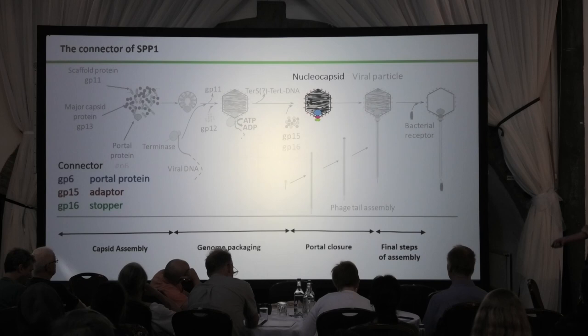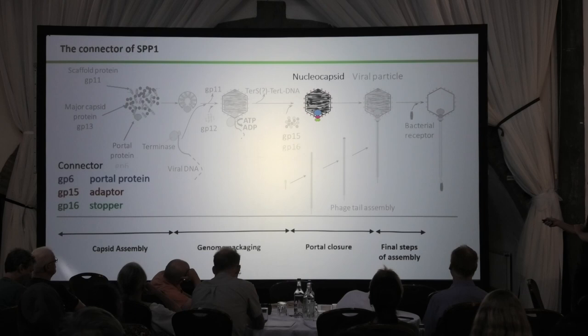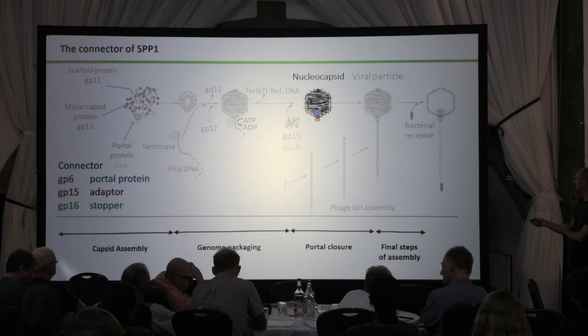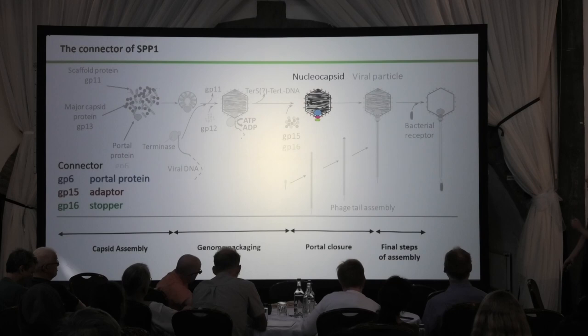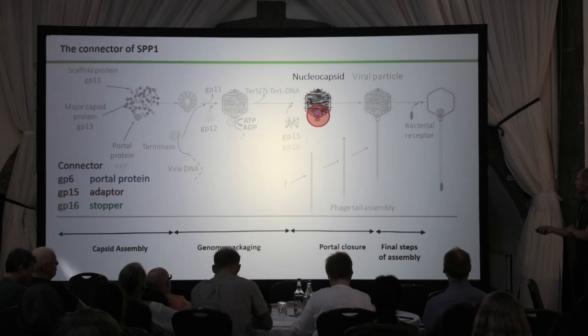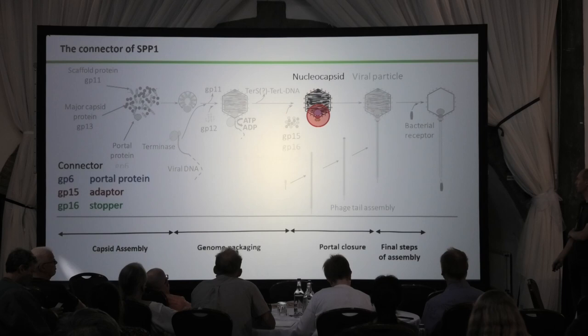The only intermediate I'm going to talk about is the nucleocapsid, the final stage of capsid assembly. At this stage, the capsid is assembled and DNA has been translocated through the portal. Then two other proteins, the adapter gp15 and the stopper gp16, are added to the portal vertex, which closes the channel and traps the DNA inside the capsid. These three proteins together, the portal protein gp6, the adapter, and the stopper, constitute the connector, and that's what I'm going to talk about.